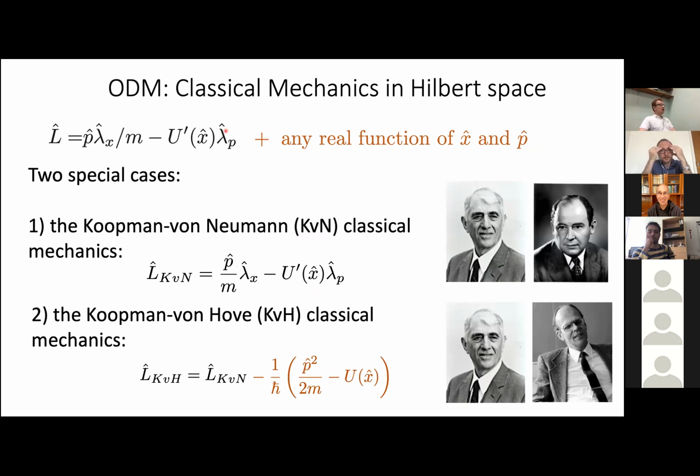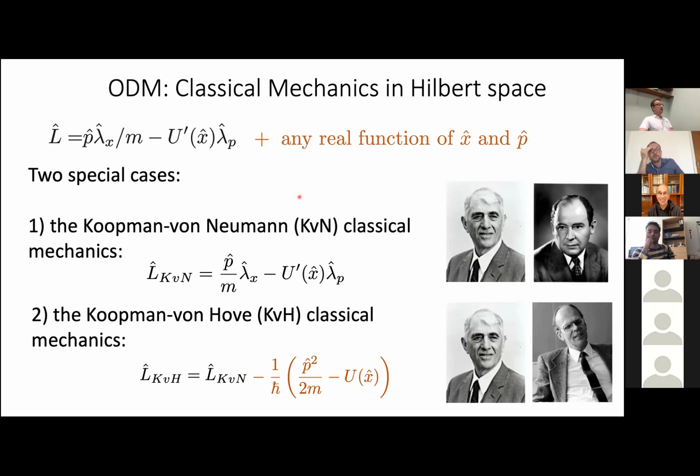So now it's up to us to choose to utilize this freedom. And I have to say that the meaning of this freedom was not fully recognized until Cesare pointed out the importance of this freedom. And so there are two important cases. The first case, the straightforward one, is when we set this function to 0, and then we obtain the well-known Koopman-von Neumann equation of motion, written in this operatorial form.